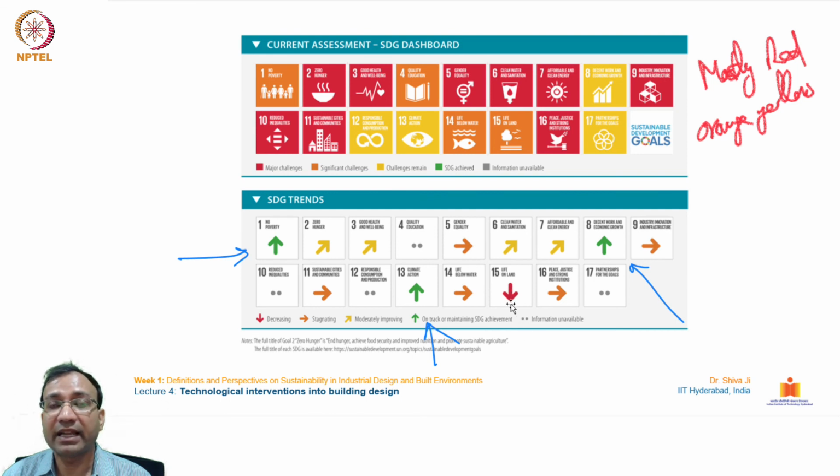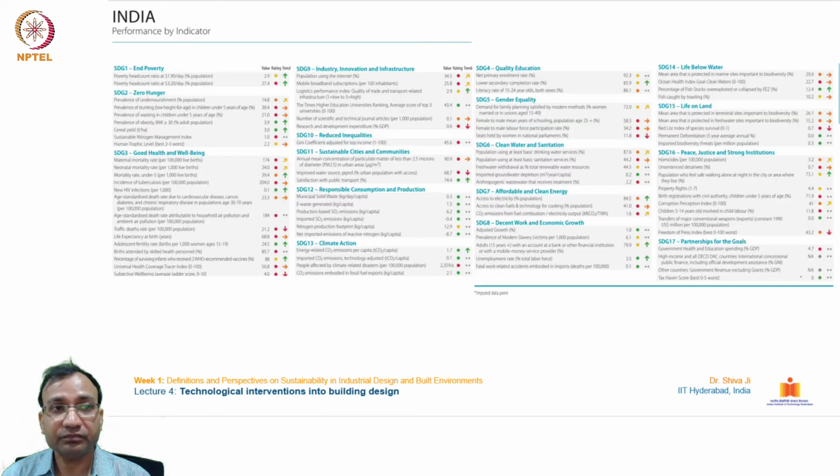This is about life on land. That means this SDG is not properly being addressed by India currently. So this is the most critical opportunity area which we must work on. More detailed observations are given in this particular table. In the performance by indicators, you can see the value, rating and trends given for each of these indicators in detail over here.